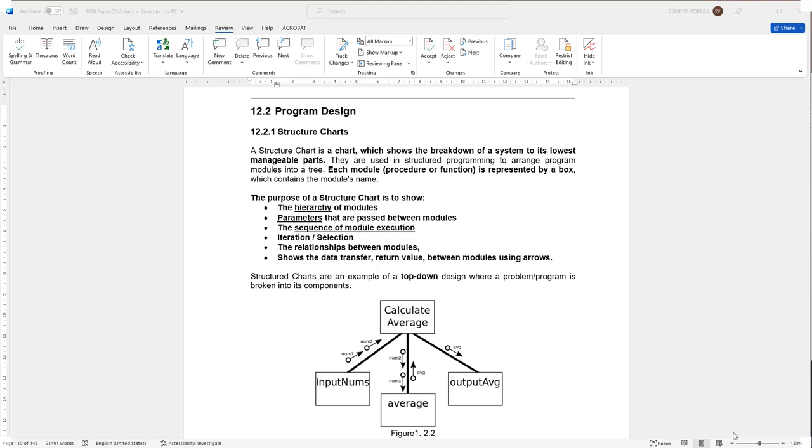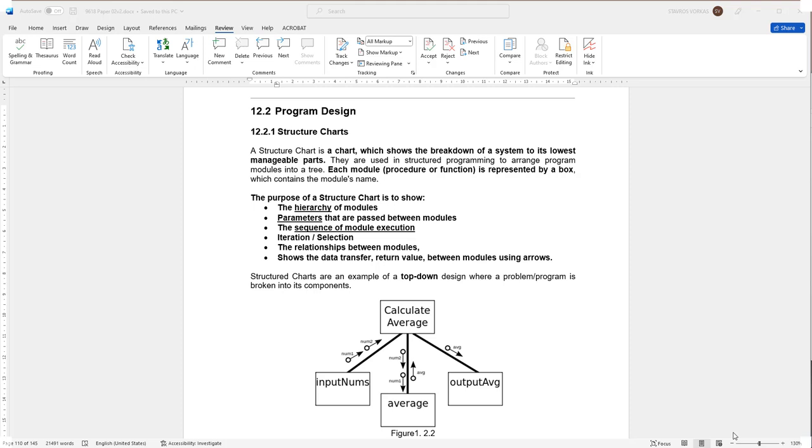Now, structure charts essentially show all the modules that are part of your project. In other words, they show how values are passed between your procedures or your functions. And if we read through this piece of text here, it says a structure chart is a chart which shows the breakdown of a system to its lowest manageable parts. And it says here that they are used in structured programming to arrange program modules into a tree. Each module, procedure, or function, again, remember modules are referring to either procedures or functions, is represented by a box which contains the module's name.